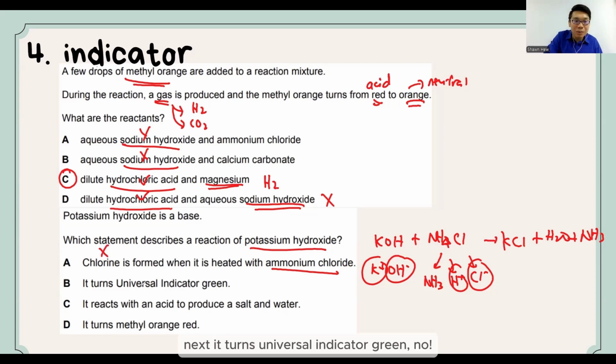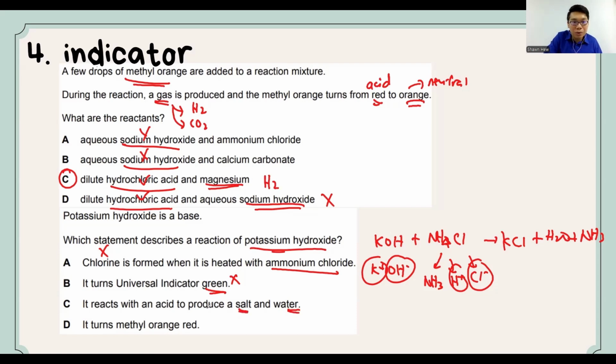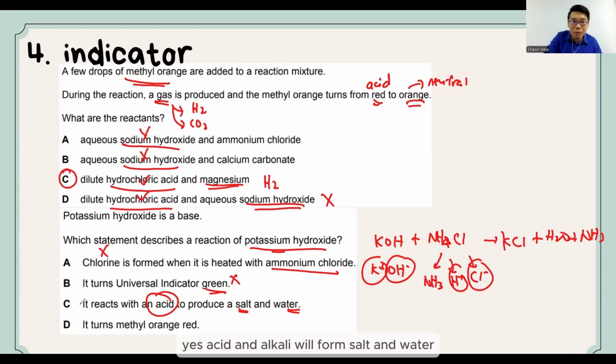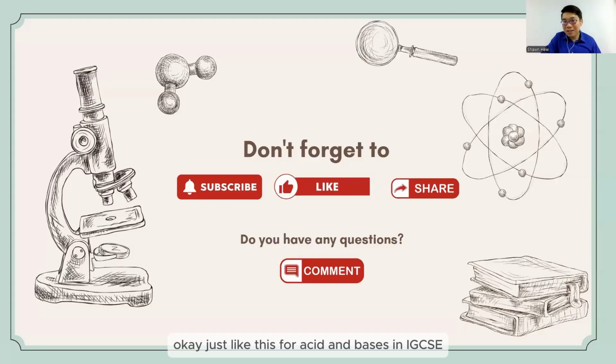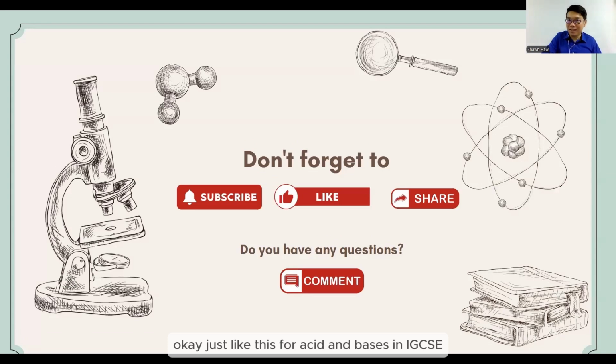Next, isn't universal indicator green? No. It reacts with an acid to produce salt and water. Yes, acid and alkali will form salt and water. It turns methyl orange red. No, methyl orange will turn yellow when it is alkali. Okay, it's just like this for acids and bases in IGCSE.